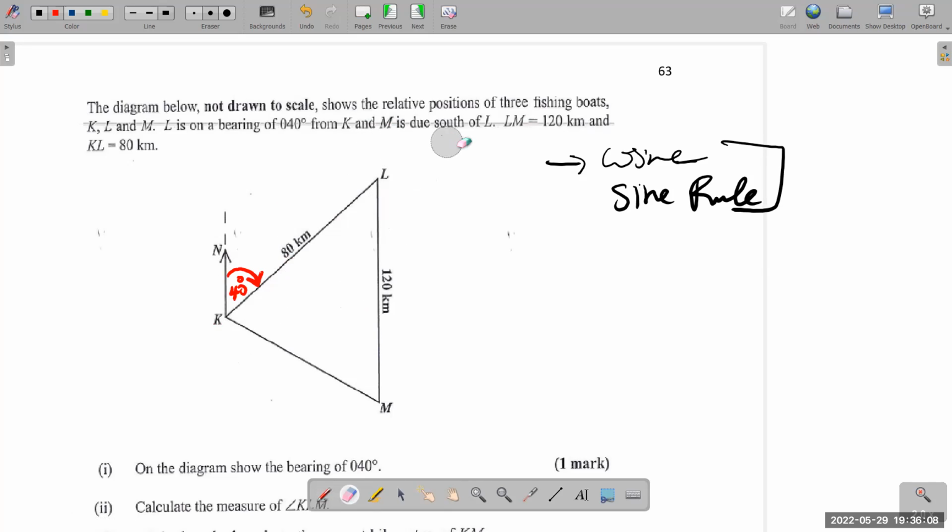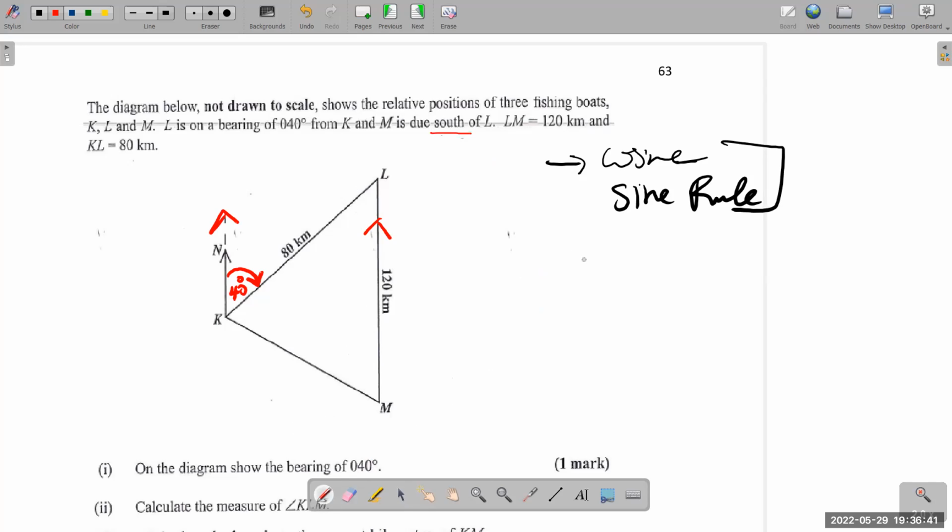And M is due south of L. Let's look at it, south of L. Everybody see that? Do you know what that means? If something goes south, do you know that these 2 lines are parallel then? Anybody realize that? Because when you're using bearings, if somebody says you're going south, that is directly parallel to north. Talk to me.